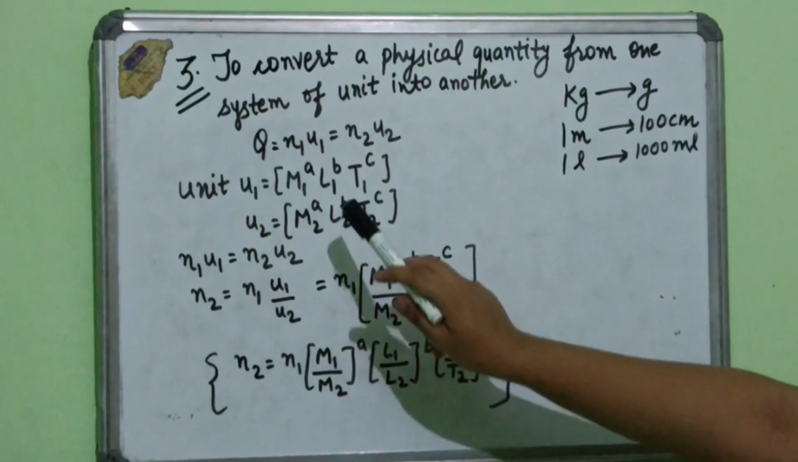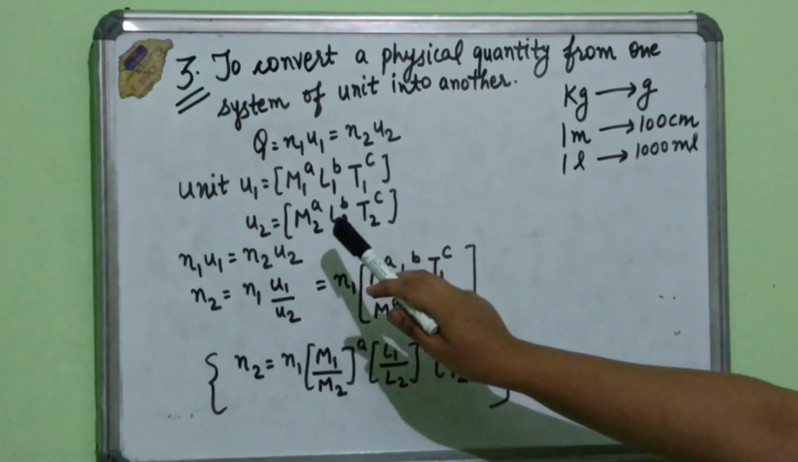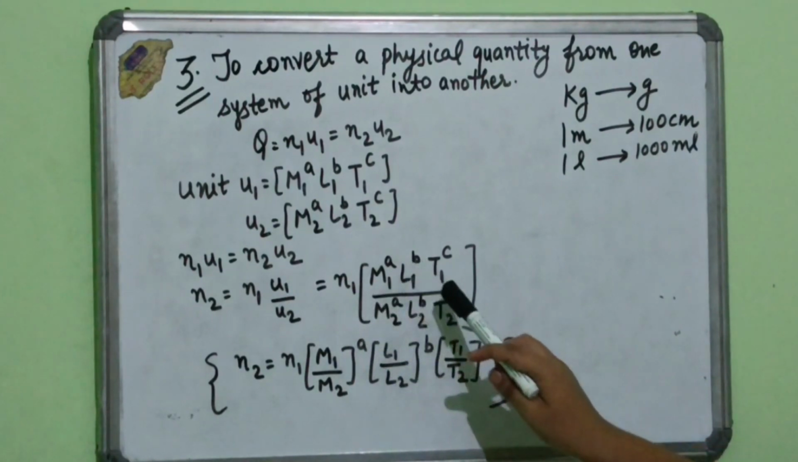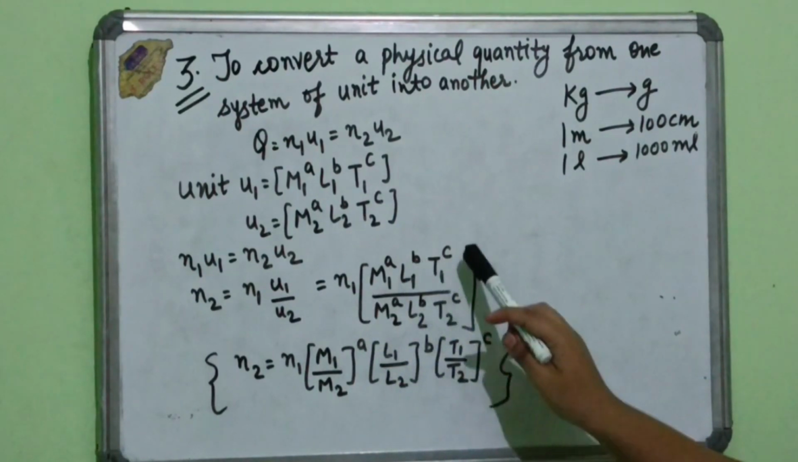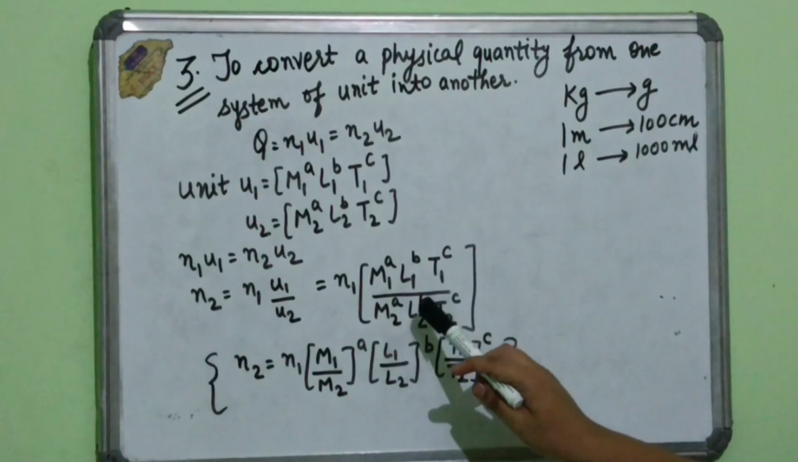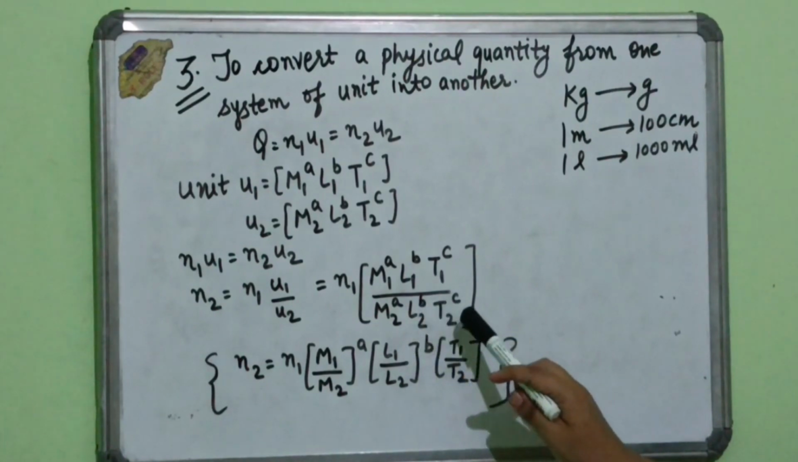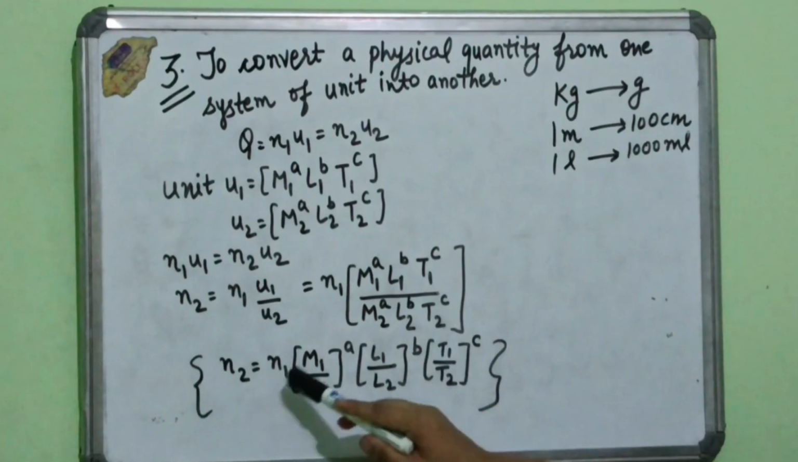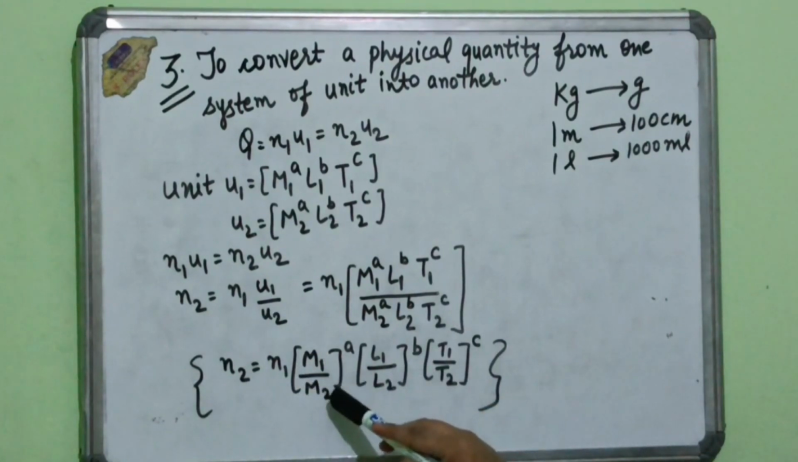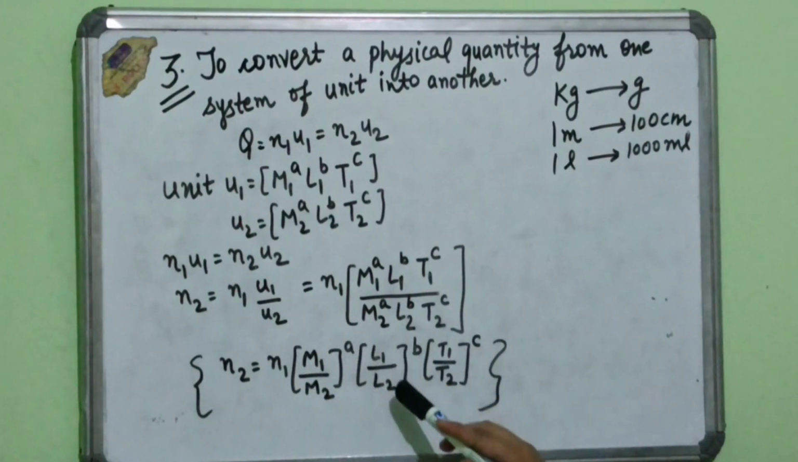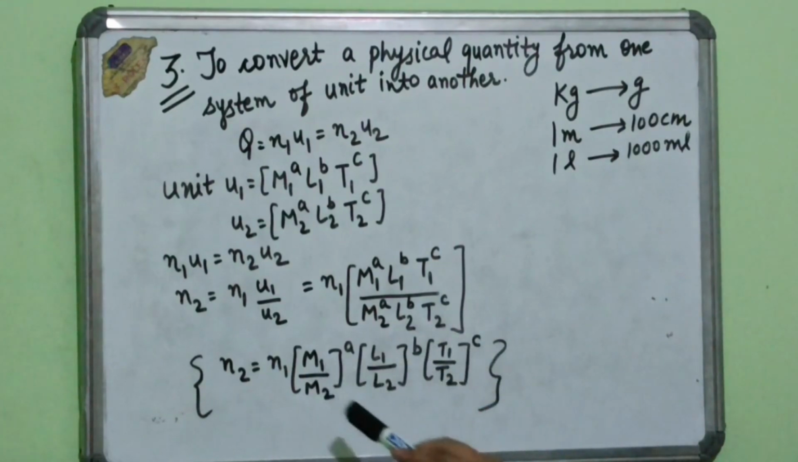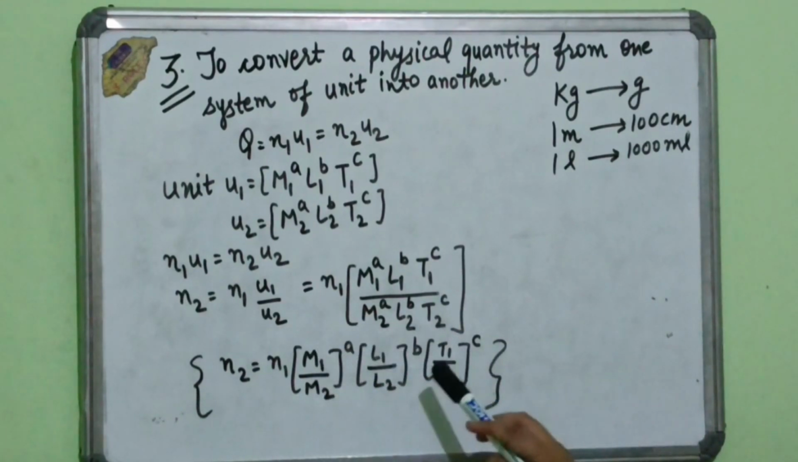If we write the value of u1 and u2 from here, we get n2 is equal to n1 into M1 to the power a, L1 to the power b, T1 to the power c upon M2 to the power a, L2 to the power b, T2 to the power c. We can also write this expression as n2 is equal to n1 into M1 upon M2 to the power a, L1 upon L2 to the power b, T1 upon T2 to the power c. This is the formula to convert one system of unit into another.